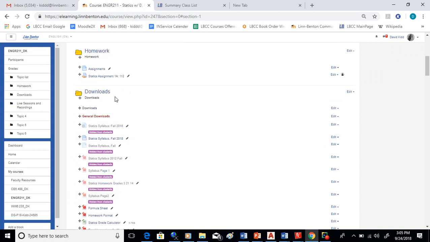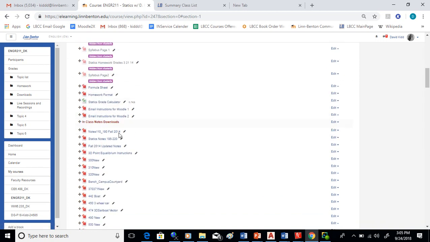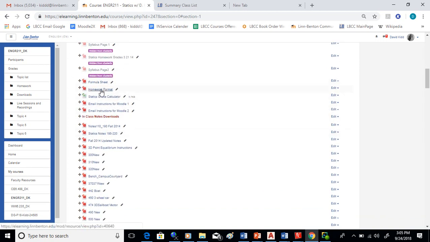There are also downloads here. Notice the syllabus is right there, so you could look at the syllabus that we just went through. Here's a formula sheet, the required format for the homework. There's a grade calculator where you could run your grade following those formulas that I just showed you a minute ago.